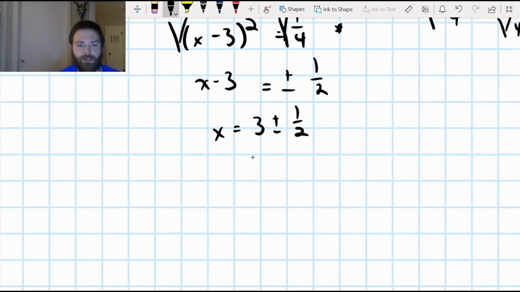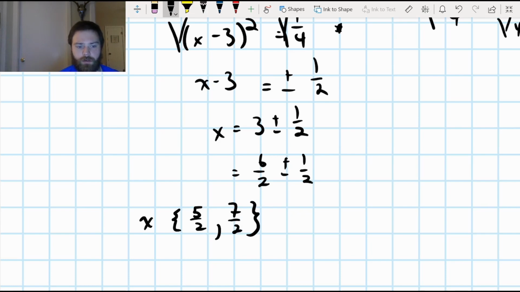So 3 plus 1/2, if I think about this in terms of 3 is 6 over 2, I get 2 solutions. So 6 minus 1 is 5 over 2, and then 6 plus 1 is 7 over 2. So those are my 2 solutions there.